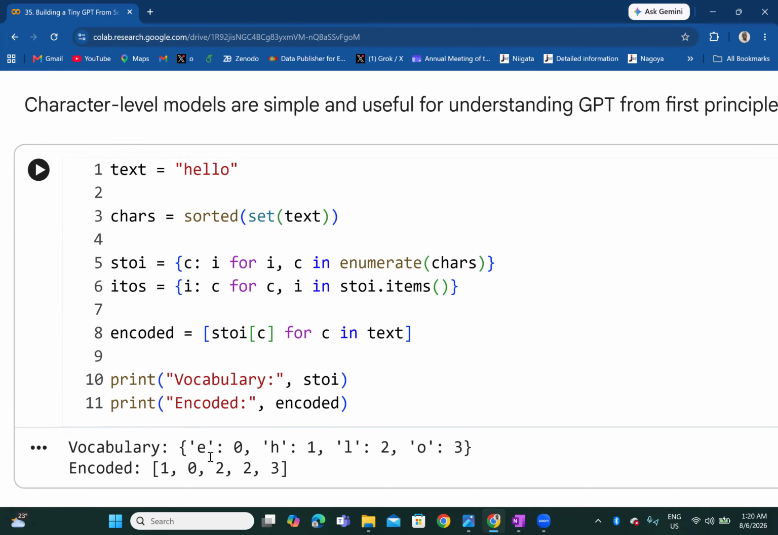The vocabulary now tells you E is 0, H is 1. So everything has been arranged and numbered accordingly. The sorting you have here is sorting these letters. E is the first letter, that is 0. H is the second one, that is 1. L is the next one, that is 2. Of course, there are two Ls, but L is still 2. Then O is 3. So if you now want to tokenize, the encoded thing for hello is 1, 0, 2, 2, 3.